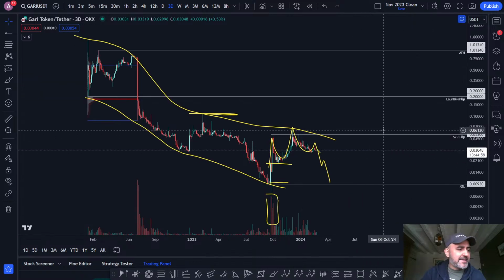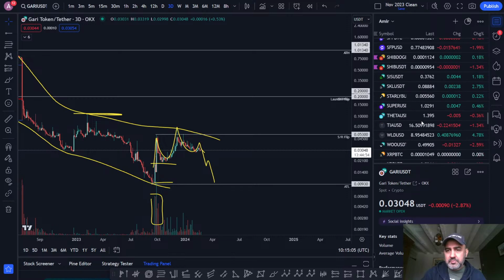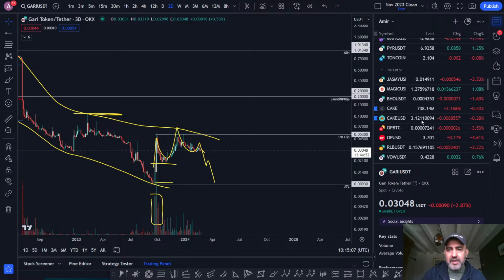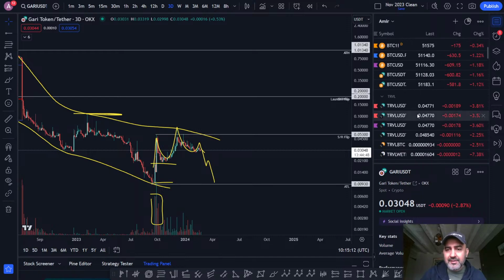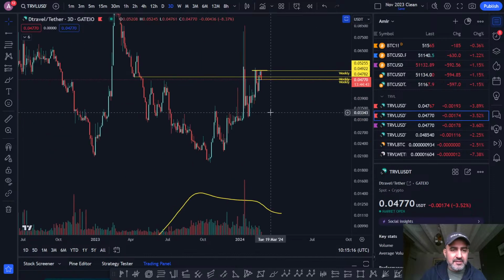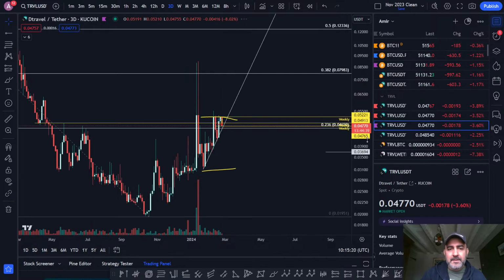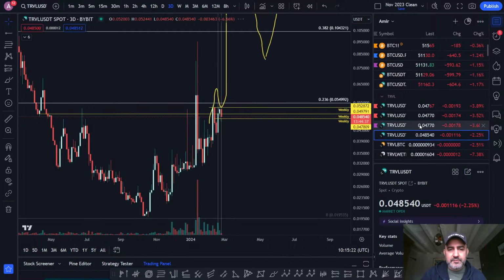Get out and buy some TRVL. I'm showing you a much better token. I'm talking about it every single day. Sell your Gary. Buy this. Look at this. Look at the price. Look at the way the price is moving. Let me find another chart.